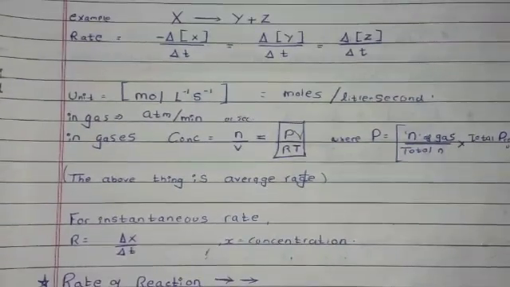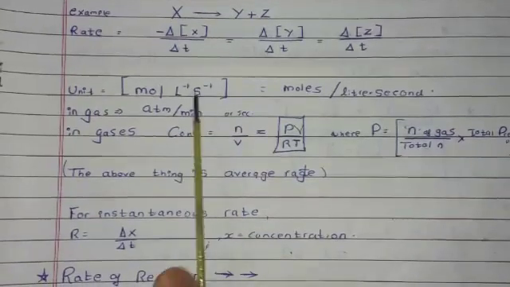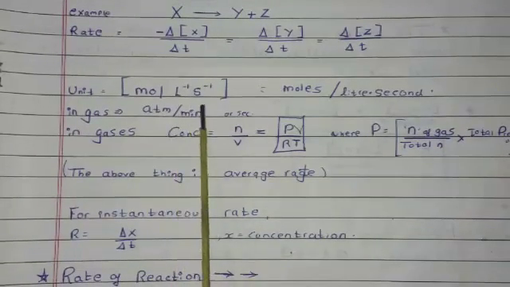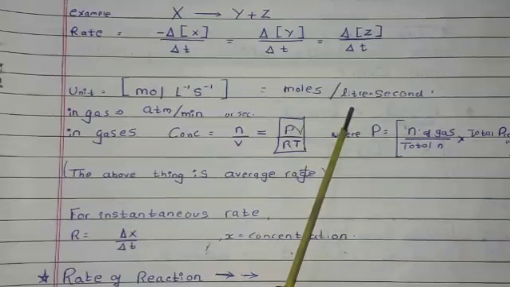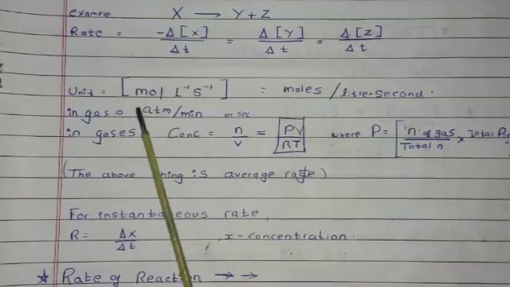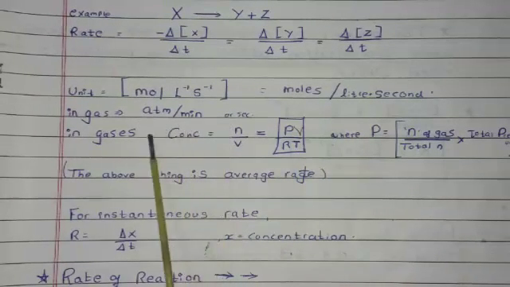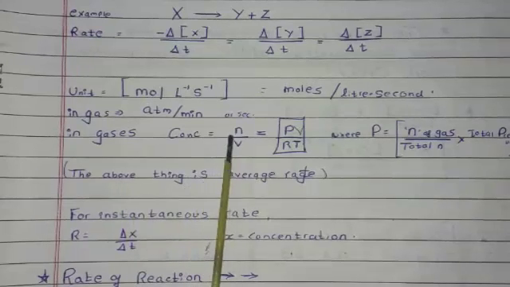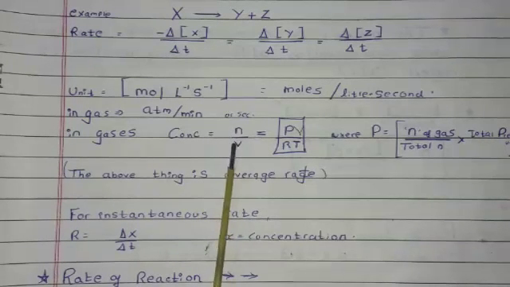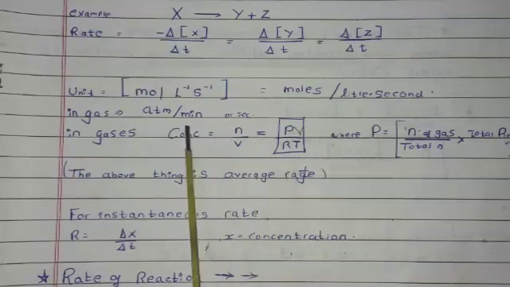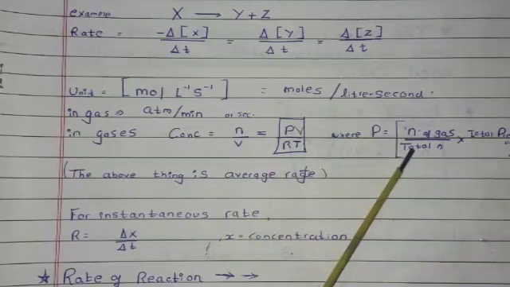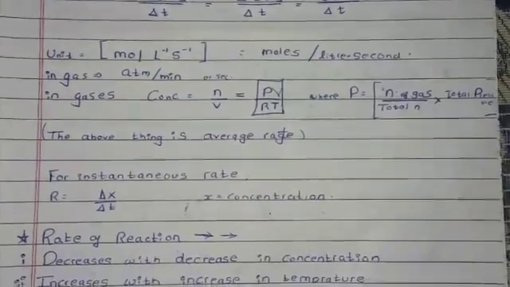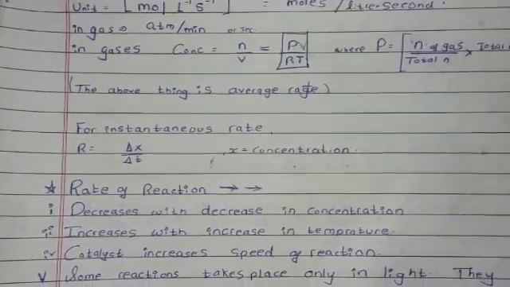As you can see, moles per liter per second. Since concentration is in moles per liter, the units are moles per liter per second. So obvious, right? In a gas, the unit is atmosphere per second. In gases, concentration is moles upon volume, so we can write P upon RT, from PV equals nRT, where P is the moles of gas upon total number of moles into total pressure. I hope that's the formula.